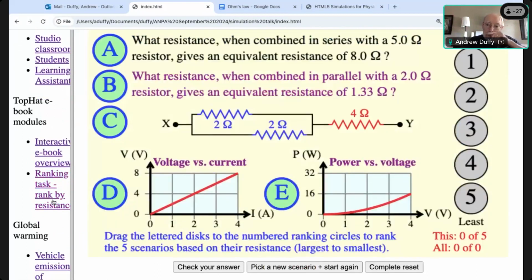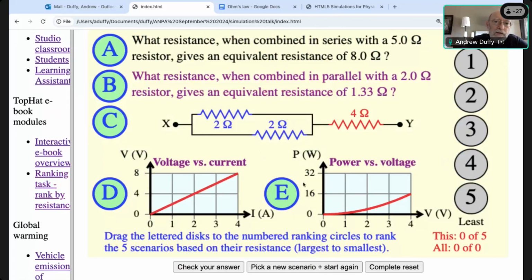Okay, let me show you another simulation that's embedded in our Top Hat course. And I would say this one's a little bit flawed because you have to rank them from largest resistance to least resistance. But the way I set it up was there's 5 different things, and the answer for one of them is 1 ohm, and another one is 2 ohms, another 3 ohms, another 4 ohms, another 5 ohms. But the 5 ohm one you have to put up here at the top where it says 1, and the 4 ohm you have to put on the 2, and the 2 ohm you have to put on the 4. So in some ways that's a little bit flawed.